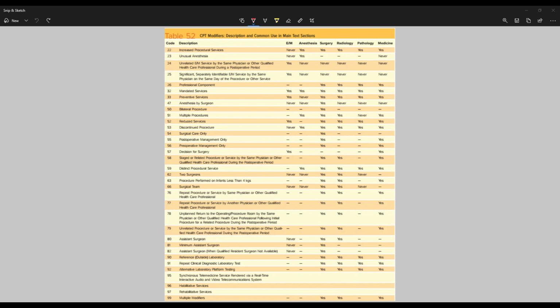Now, a level 5, we're doing a comprehensive history. We're doing a comprehensive exam. The medical decision-making tends to be of high complexity. You're going to be involving multiple body systems to determine what's going on, right? We tend to see this used in individuals that have chronic disorders that overlap with each other. And there are guidelines that exist for how to use that.